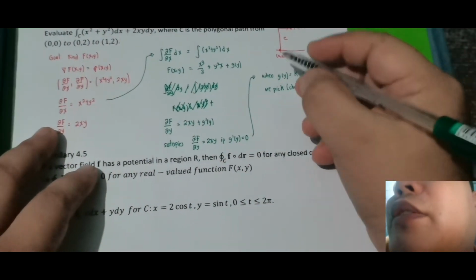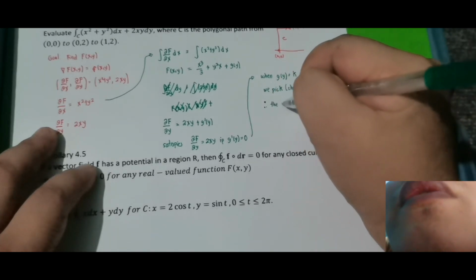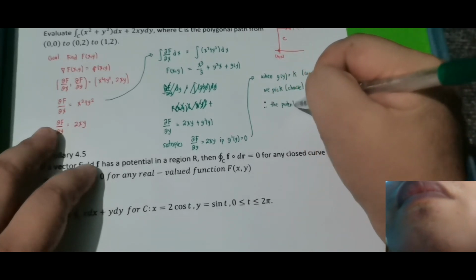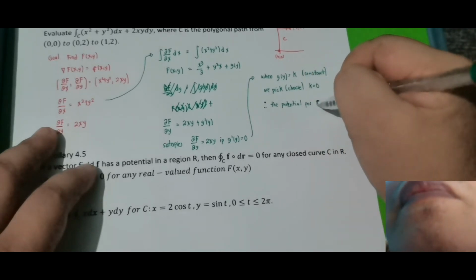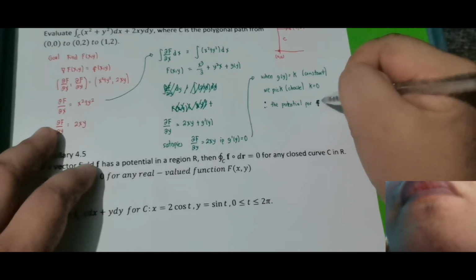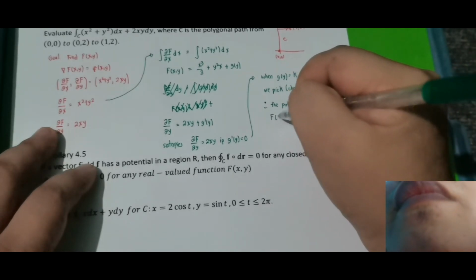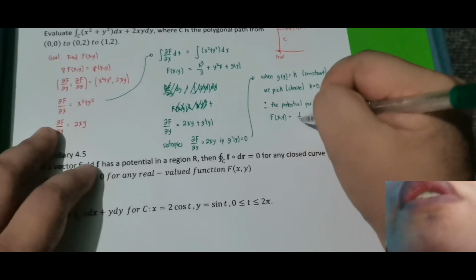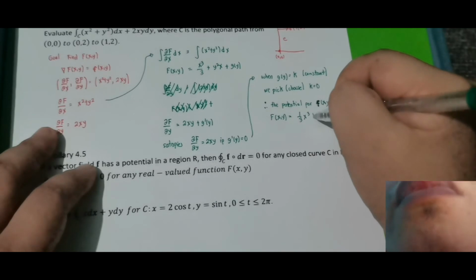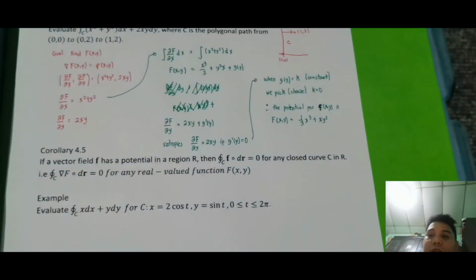Ngayon, therefore, ano yung potential natin? Therefore, the potential for f, the vector field f, is f of x comma y which is equal sa 1/3 x cubed plus x y squared. So that is the potential. Okay, so ayun pa lang yung potential natin.